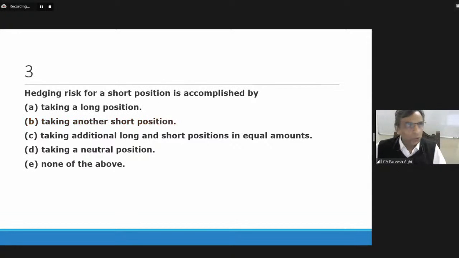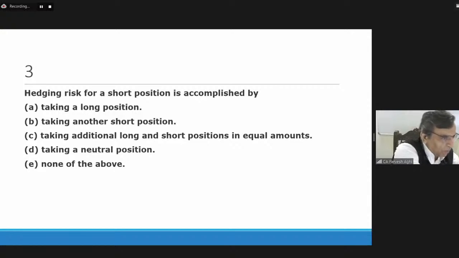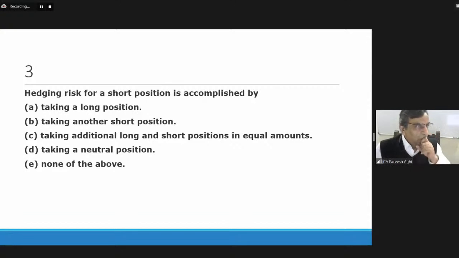Okay, so let's do question number 3. Hedging risk for a short position is accomplished by taking a long position, taking another short position. Please, the answer should be very simple now, since you have answered the first question correctly. So what should be the answer for the third MCQ?